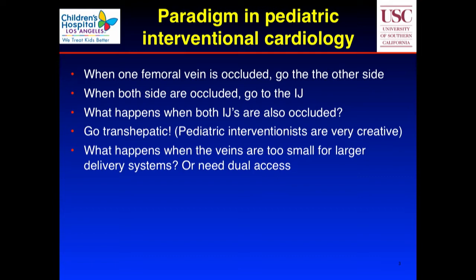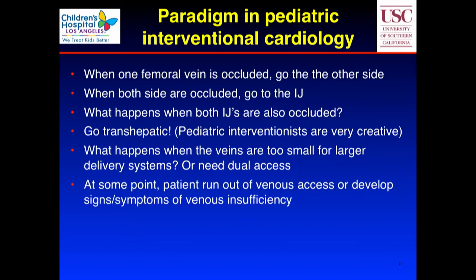What happens when the veins are too small for larger delivery systems, or you need dual access? Now again, that's more particular to certain procedures, but the idea is that sometimes you need more than one open vein. What happens if you have an infection and you can't leave a line in permanently?